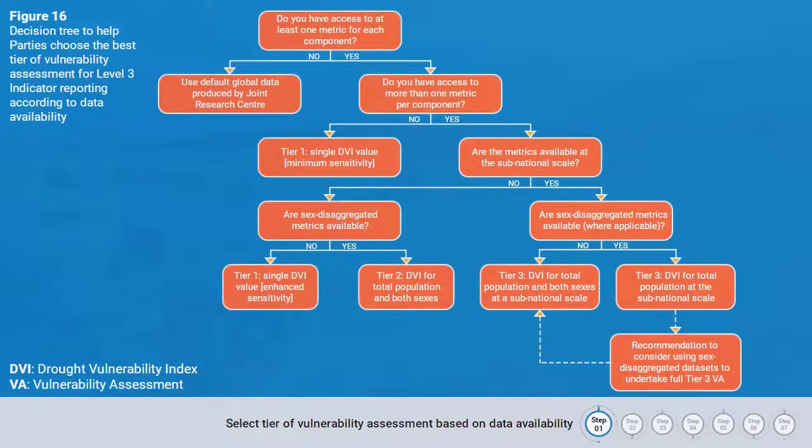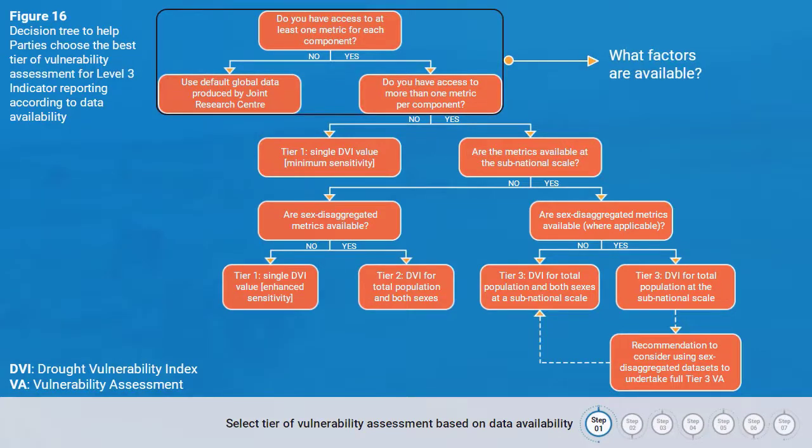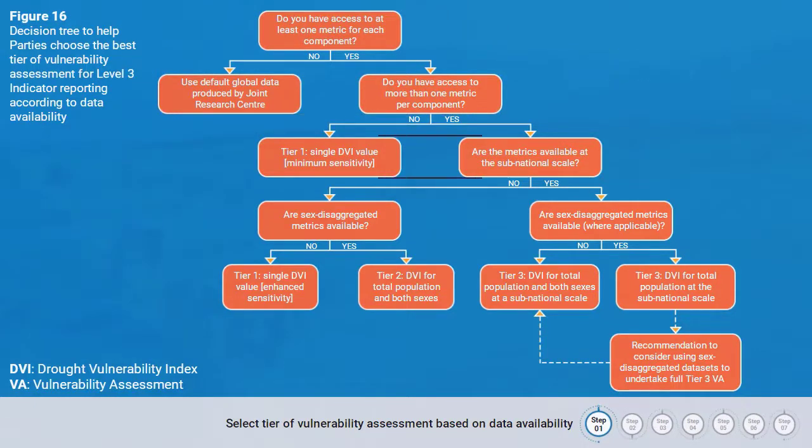This decision tree, found in the Good Practice Guidance for National Reporting on Strategic Objective 3, guides parties in the selection of the most appropriate tier of vulnerability assessment based on the available factors, the spatial scale of the factors, and on the availability of sex disaggregated data.